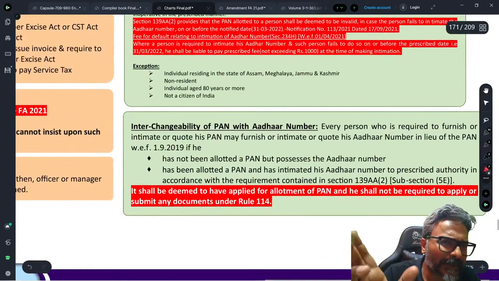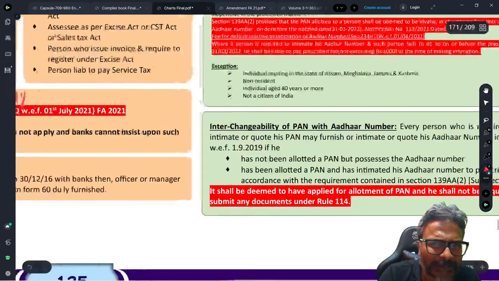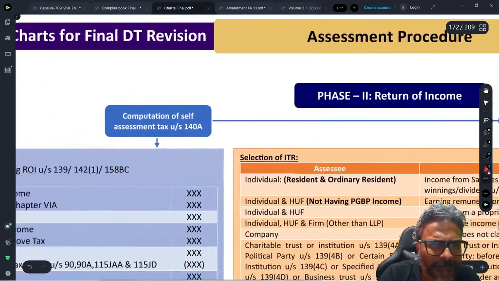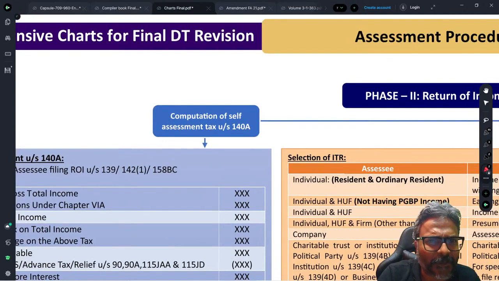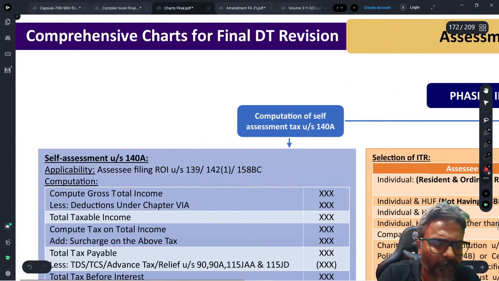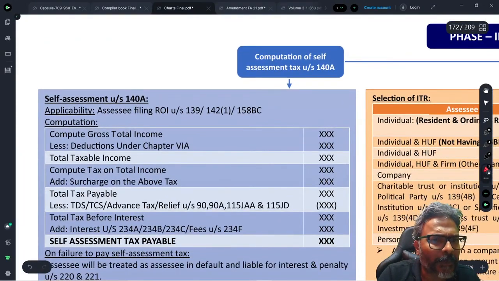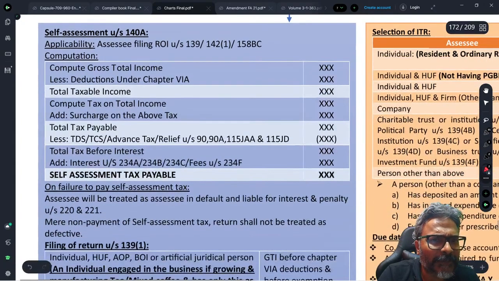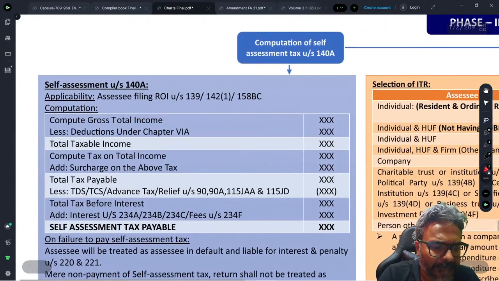Now, interchangeability of PAN with Aadhaar, students, I think all of you are aware of this particular part. So we go directly to the second phase, which is all about the ROI, a very important one. Now, students, one point for the ROI is about the self-assessment.